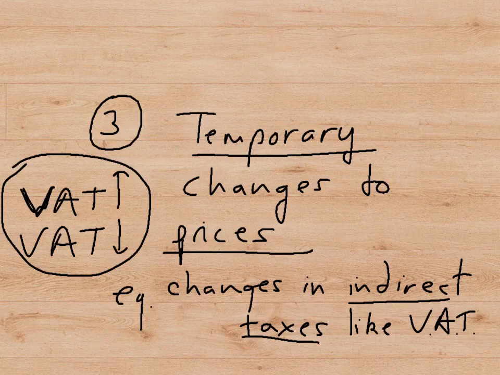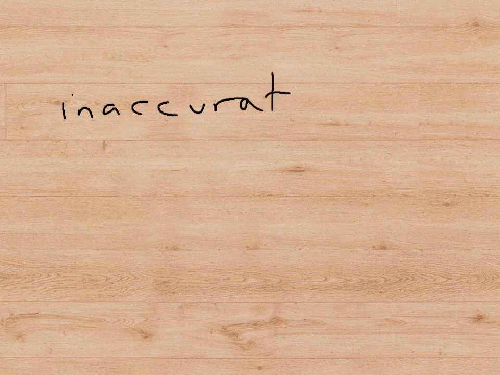So in the year that VAT goes up, inflation may seem to have gone up. And in a year when VAT is reduced, inflation may not go up so much or even go down, which means that we get a false impression because nothing fundamental is happening to the price of these goods. It's just that the prices are being distorted by temporary changes in things like indirect taxes like VAT. So overall, we have several reasons why inflation figures, as reported and measured by the government, may be inaccurate.